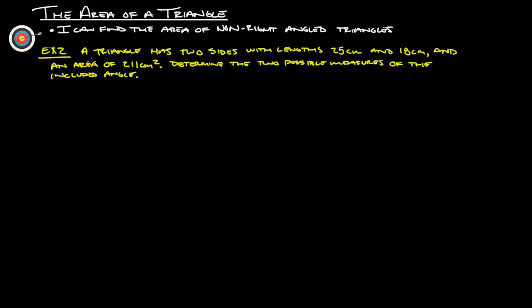Okay, example 2. A triangle has two sides with lengths 25 centimeters and 18 centimeters and an area of 211 centimeters squared. Determine the two possible measures of the included angle. So this obviously means a triangle that has two sides with these lengths, because a triangle has to have three sides, hence three angles, hence triangle. So anyway, let's draw ourselves a picture. I drew a triangle here, said let's make this 18 centimeters, this is 25 centimeters, and this is the angle that we're looking for, right?